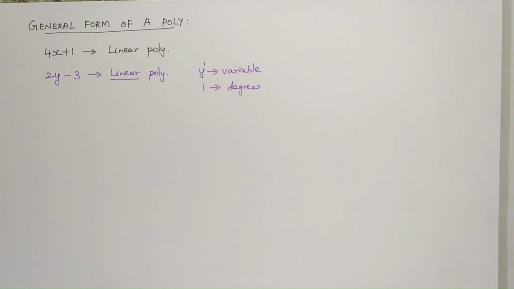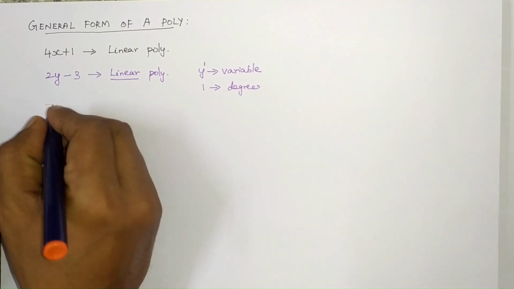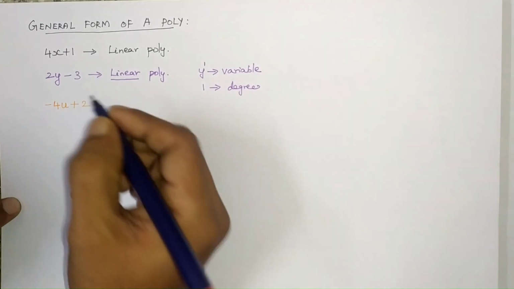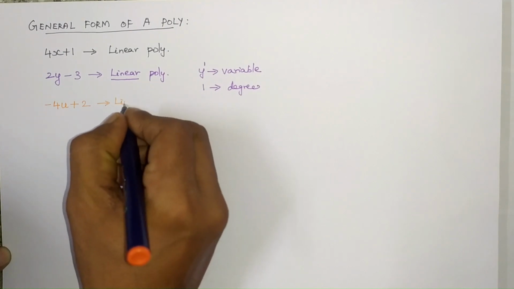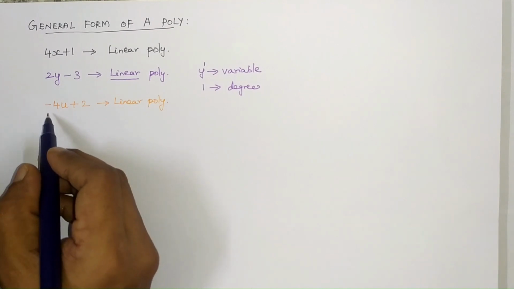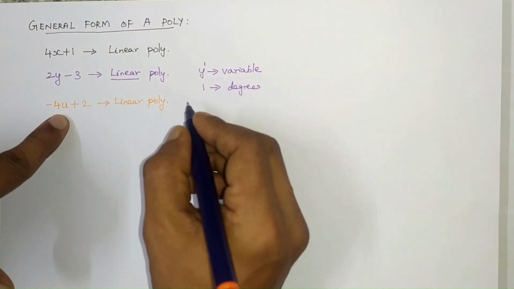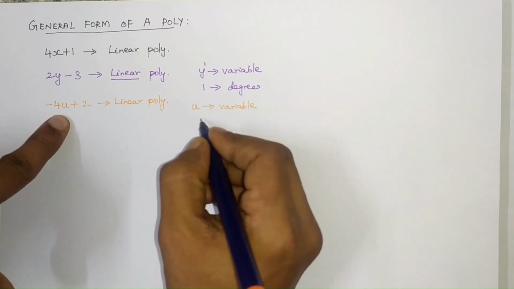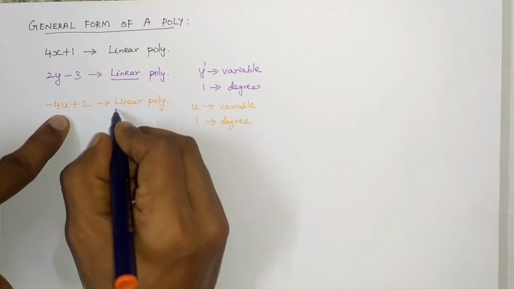Okay. So now let us write one more example of a linear polynomial. Say minus 4u plus 2. Is this a linear polynomial? Yes, it is a linear polynomial. Even though it is having a negative coefficient, minus 4, the degree of u, the variable here, is 1, and hence it is a linear polynomial only.